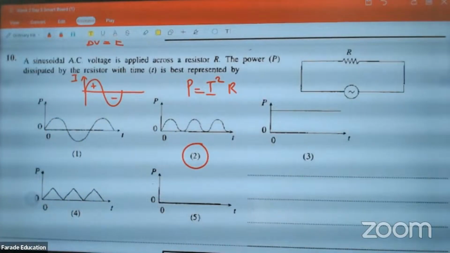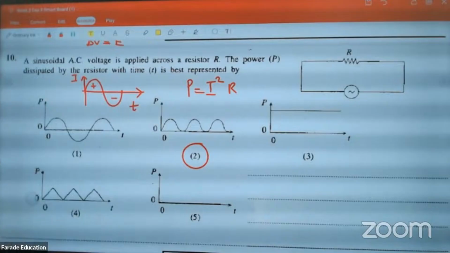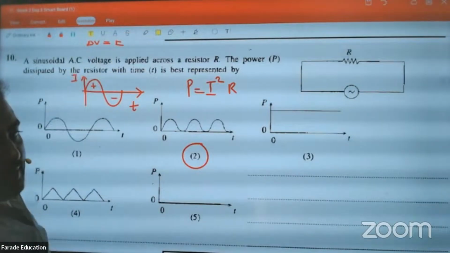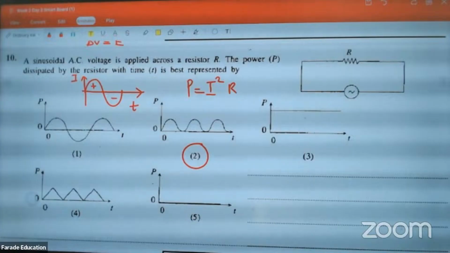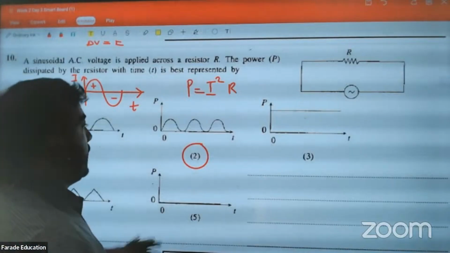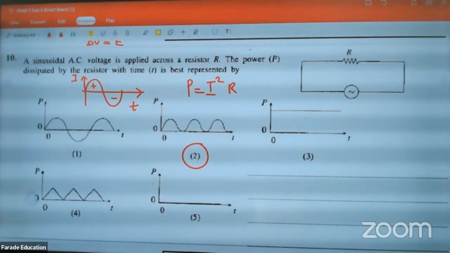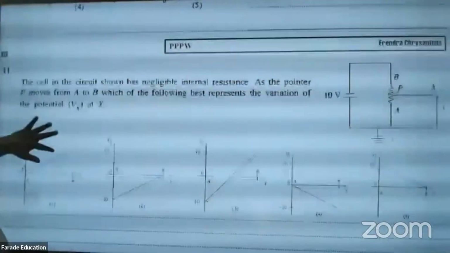When a sinusoidal current passes through, the current is squared. So whether it is positive or negative, the power will always be positive.